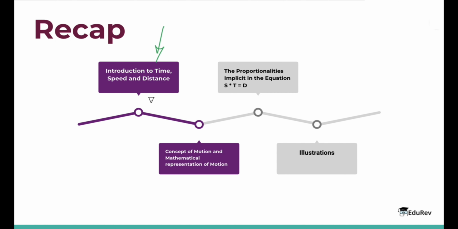We started with what is time, speed and distance. We read about the introduction and we understood basically how this chapter is important in CAT and how it can assist other chapters which are in the examination. Next, we studied the concept of motion and mathematical representation of motion. Further, we studied the proportionalities implicit in the equation, that is speed into time is nothing but distance. And lastly, we solved some questions. I hope you found this lecture interesting and I hope you understood the chapter.